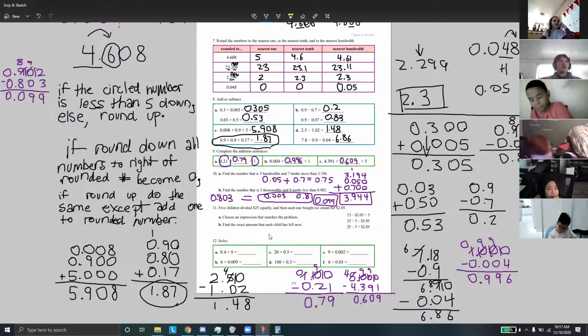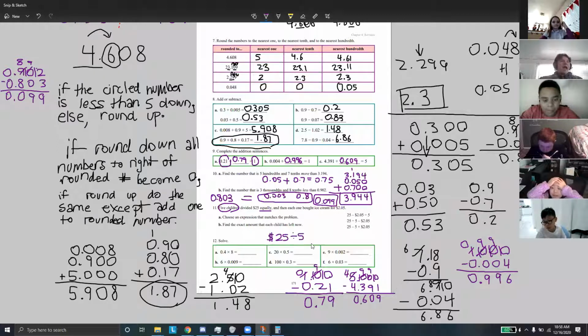So to find out what each child has, they had a total of $25 to begin with, and then each of the 5 children gets it equally. So 25 divided by 5 gives us 5, we'll just remember that in our head. And we know that we're going to do this first before adding and subtracting. So we could put adding and subtracting anywhere, because no matter what, this will be done before adding and subtracting, because PEMDAS. Okay, so $25 divided by 5 is $5.